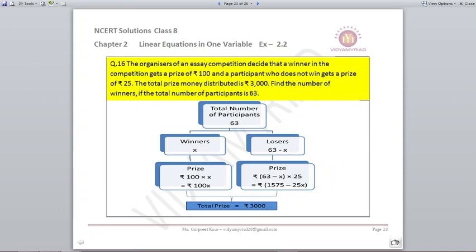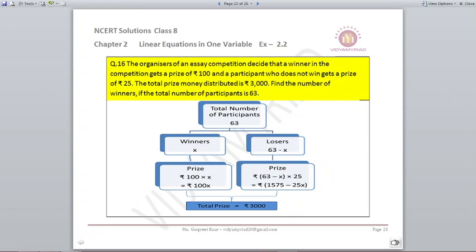Let us understand with this chart. Total number of participants are 63. We know that. How many winners are there? We don't know. So we have assumed winners as x. So how many will be the losers? Losers will be 63 minus x, because total are 63. If from the total number, we know how many are the winners, we can easily find the losers by subtracting from it. So losers are 63 minus x.